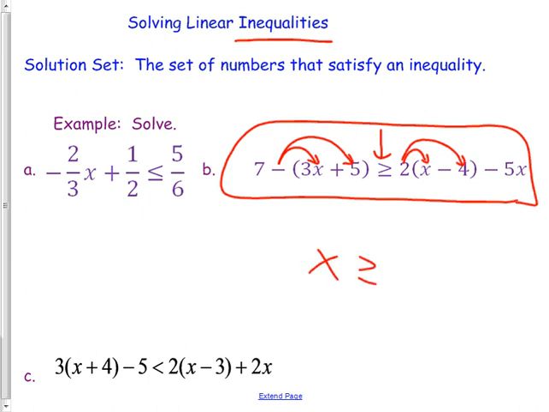X is greater than or equal to 5. And that means 5 would work, or 6, or 7, or 8. All right. I think, yeah, that's it. So today, you didn't have to learn near as much.